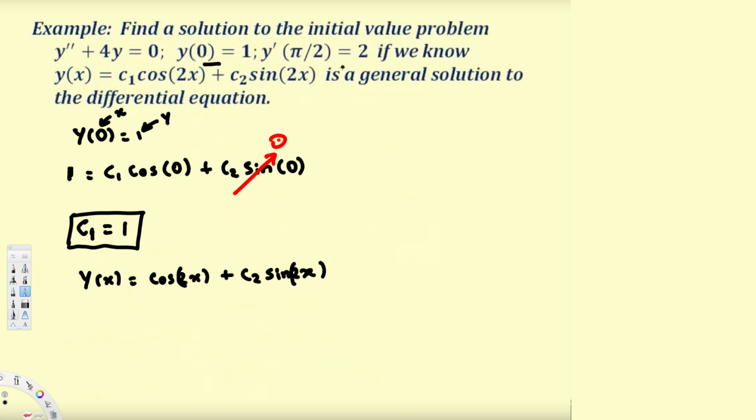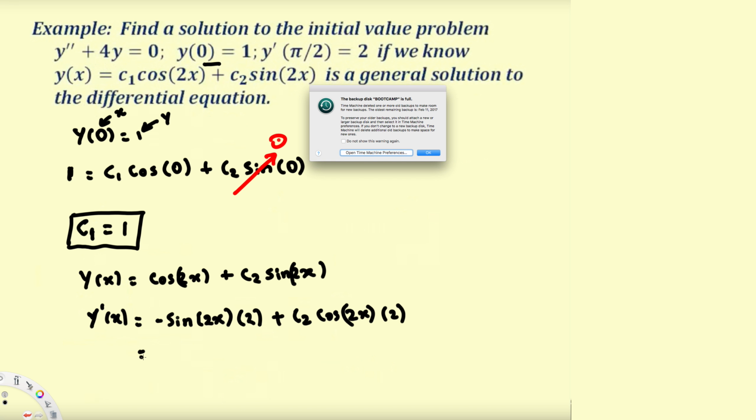To find this one, what we can do is find the derivative of this one and apply this second initial condition. So if I find the derivative, y prime of x is going to be the derivative of cos 2x. Cos x is minus sine x, so this is going to be minus sine 2x, and also this is going to be chain rule, right? So this is going to be minus sine 2x, and the inside derivative is 2, so this is multiplied by 2, plus c2 cos 2x, and the inside derivative is 2 again.